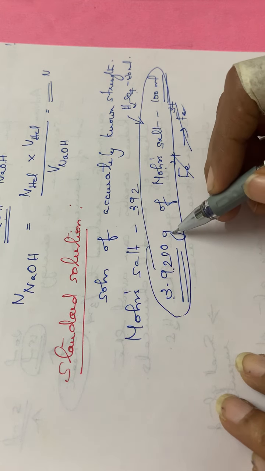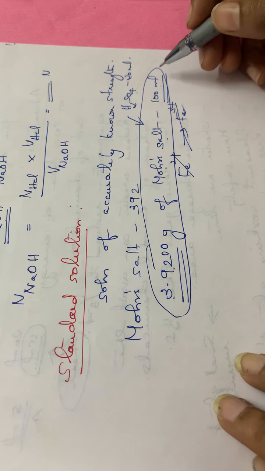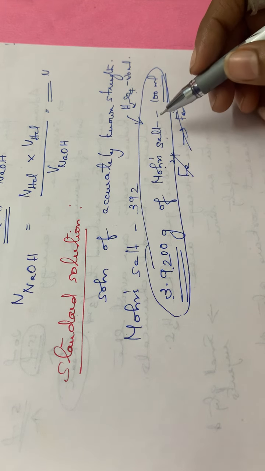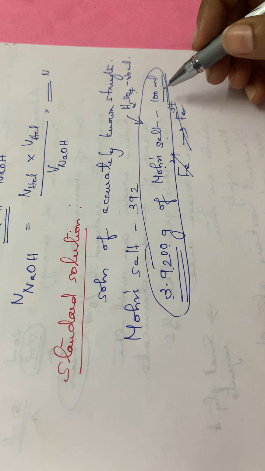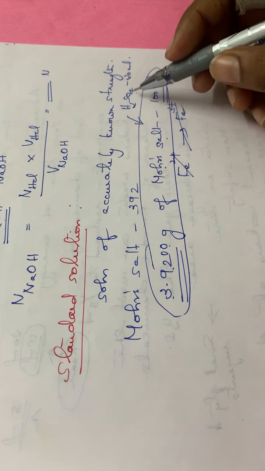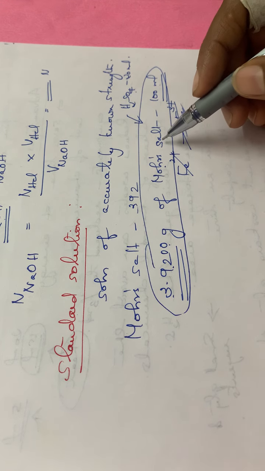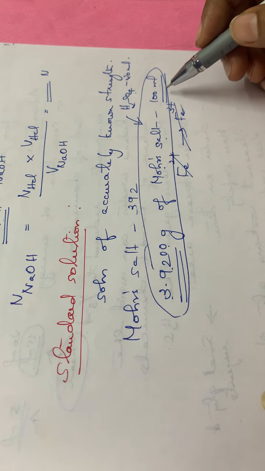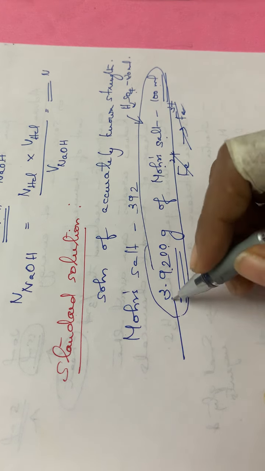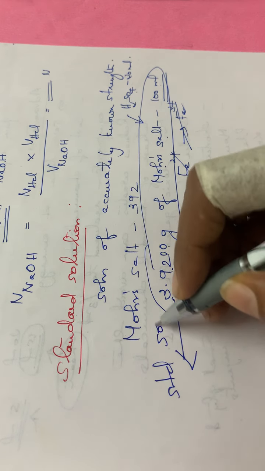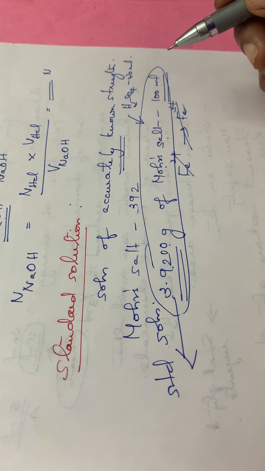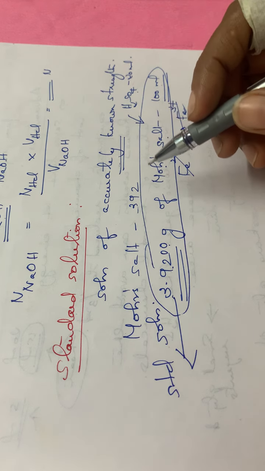For the time being, just keep this in mind: we are taking 3.92 gram of Mohr's salt in 100 ml, that is, a 100 ml standard flask. There will be a marking, and up to the marking we prepare that solution. First we weigh the salt into the standard flask, then add a little water and dissolve the Mohr's salt. Before that, we add 20 ml sulfuric acid, and after adding it we add a little water, dissolve it, and make it up to 100 ml. That solution we can call a standard solution, a solution of known strength. This is how we prepare a standard solution.